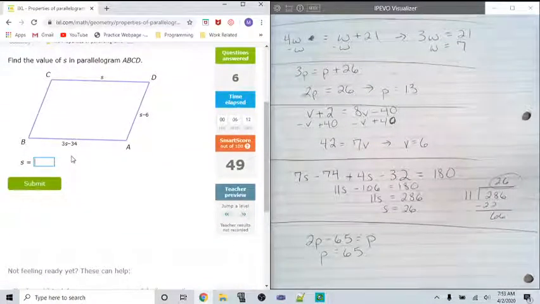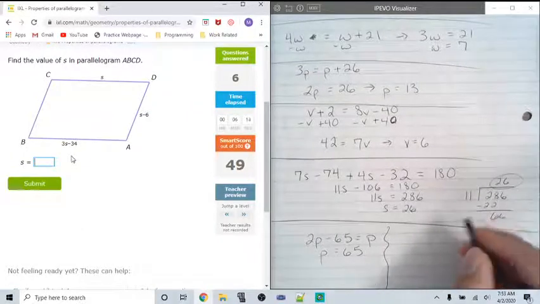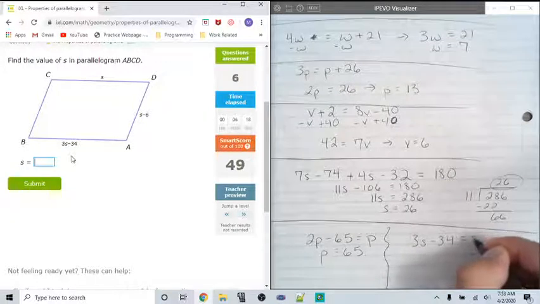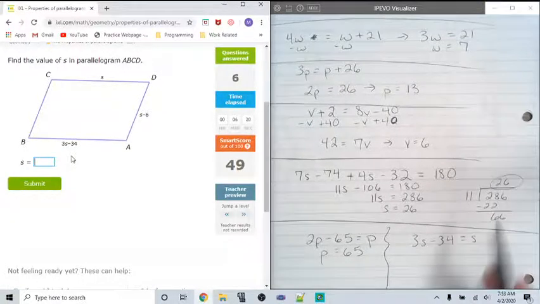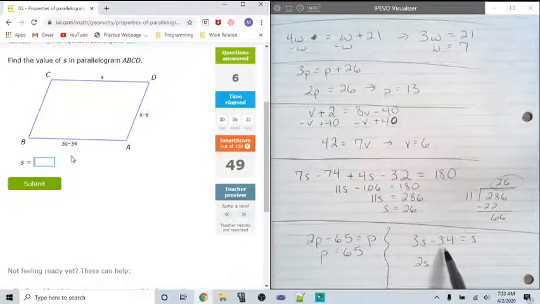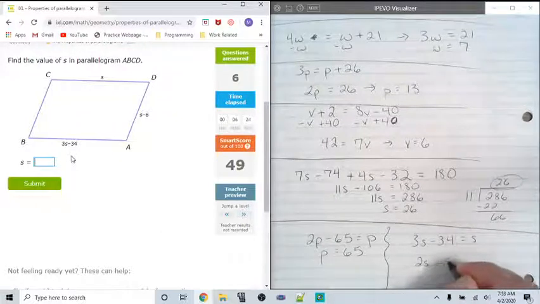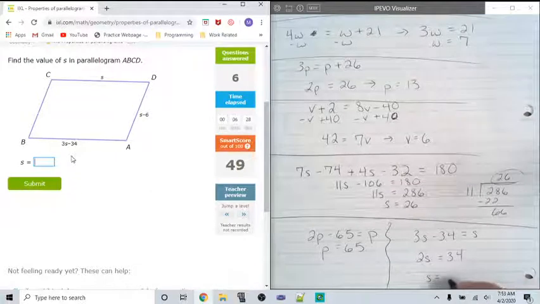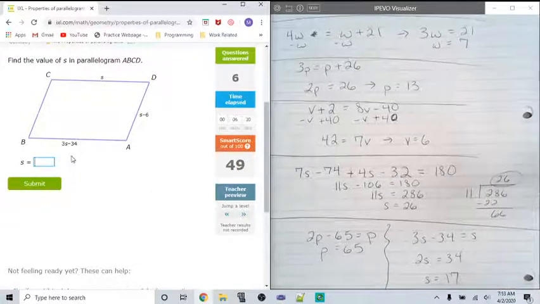All right, still rolling through the same kind of thing here. Opposite sides are congruent. Subtract s from both sides, we get 2s. Add 34 to this empty side, now we get 34 over here. And I see that if I divide both sides by 2, we get 17. And there we are.